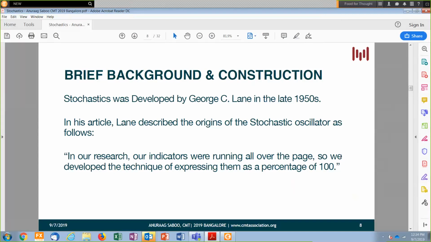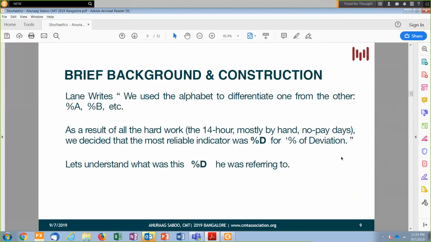So he says, "We developed a technique of expressing them as a percentage of 100." Because once you express indicators as a percentage of 100, you obviously limit the range the indicators can move. So their plotting is very simple and you can limit it to a few pages rather than all over the wall. And he continues, he says that we use the alphabet to differentiate one indicator from the other. That's like percentage A, percentage B. And they did a lot of analysis.